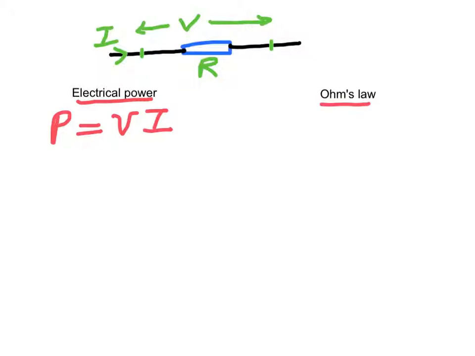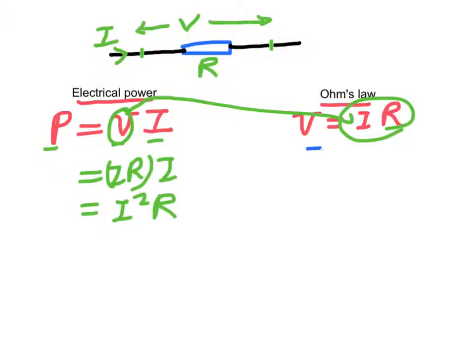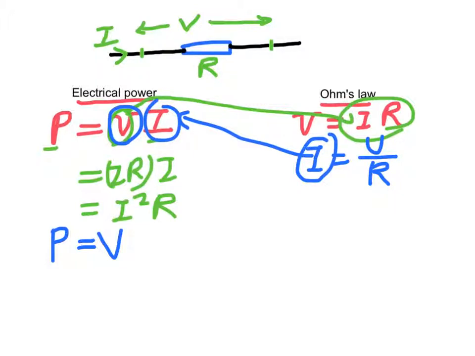By Ohm's law, we have V equal to IR. Therefore, P equal to VI can be changed to P equal to IR times I, which is I squared R. Since I equal to V over R, the power P can also be written in the form of V times V over R, which is equal to V squared over R.